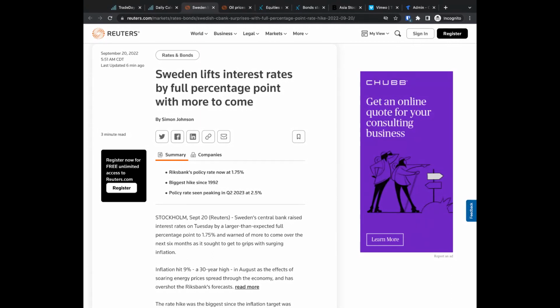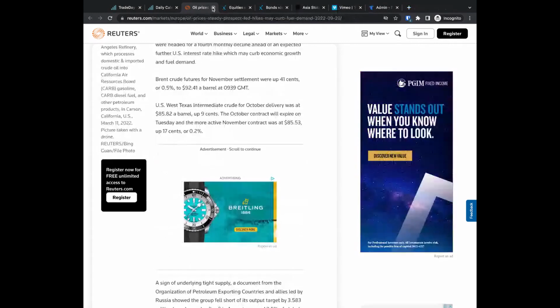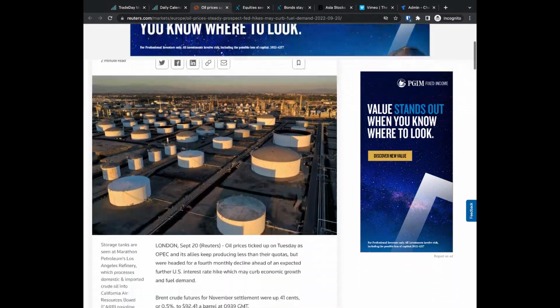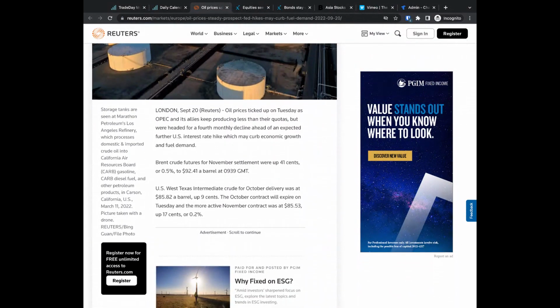So anyway, Sweden lifts interest rates by 4 percentage points, surprising the markets. Oil prices up, but expected Fed rate hike paints bearish picture. This was just a small commentary on what OPEC were doing. They weren't meeting production targets, which gave a small bid to oil yesterday. Let's read this. Oil prices ticked up on Tuesday as OPEC and its allies kept producing less than their quotas, but were headed for a fourth monthly decline ahead of an expected further US interest rate hike, which may curb economic growth and fuel demand. So again, oil is going to be in a holding pattern ahead of the FOMC tomorrow.